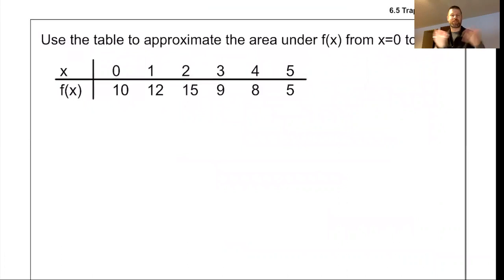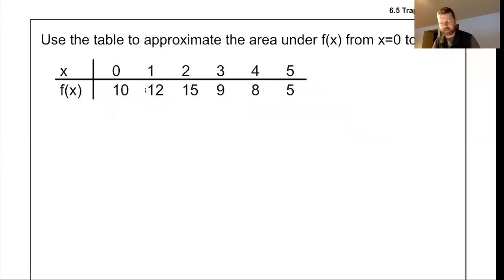All right. Last one. Here's a table of values. I mentioned this in 6.1, but just as a reminder, if they give you a table of values, this is no different than if they give you f of x. F of x is just the heights at all those points. So at x equals 0, my function has a height of 10. At x equals 1, my function has a height of 12.